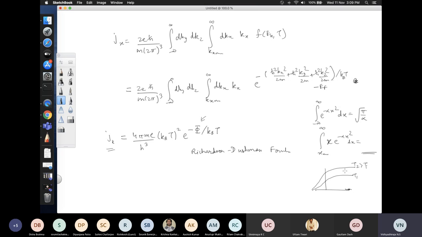Now this expression is obviously a huge idealization. If you take this expression seriously, you will see that there is a T squared sitting here, along with e to the power minus φ by kBT. Using this expression, if you plot Jx divided by T squared as a function of 1 over T, then the slope can give you the work function.